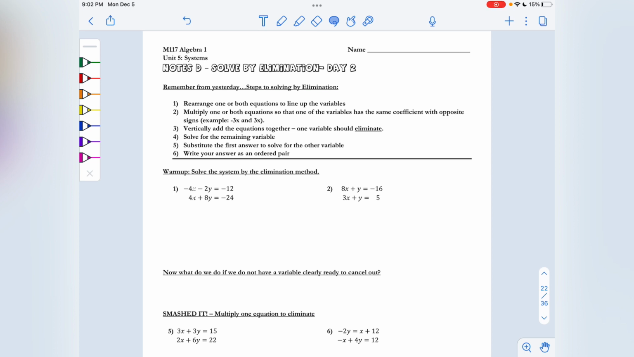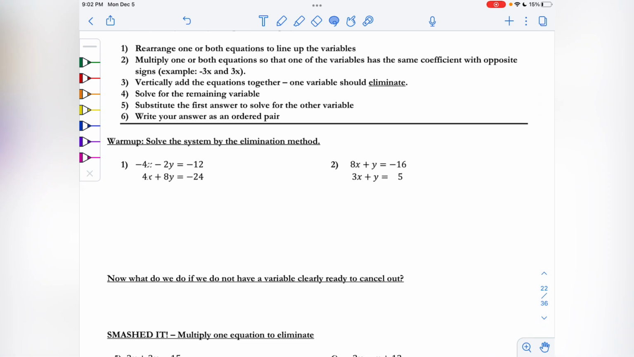And I want you guys to start by pausing this video and completing the warm-up problems 1 and 2 right here at the top. You should know how to do these based on our lesson from yesterday. So go ahead and hit pause and solve the 2 warm-up problems.